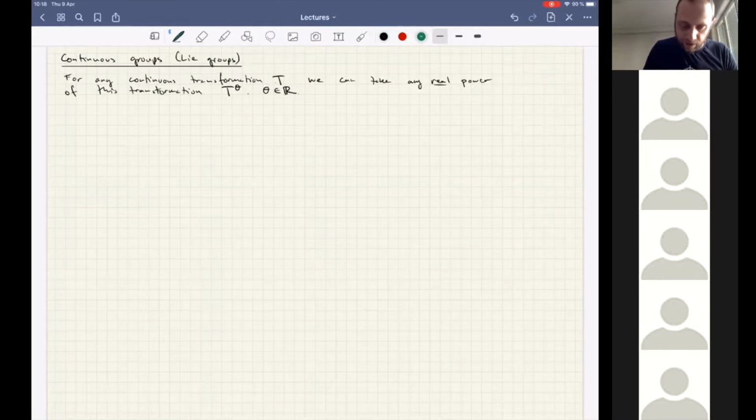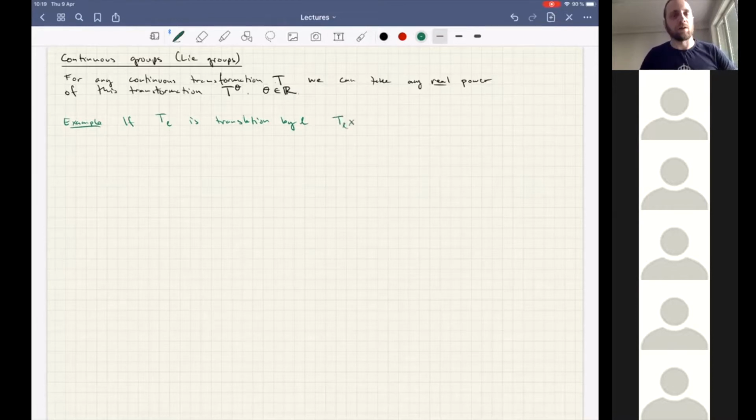So for example, just taking that as the example, if we let T_L be translation by L, that would mean that if we apply T_L on a coordinate x, that would be equal to x plus L. Then T_L to the theta acting on x would be just translating by theta L. So in other words, in this case, T_(theta L) would be equal to T_L to the theta.